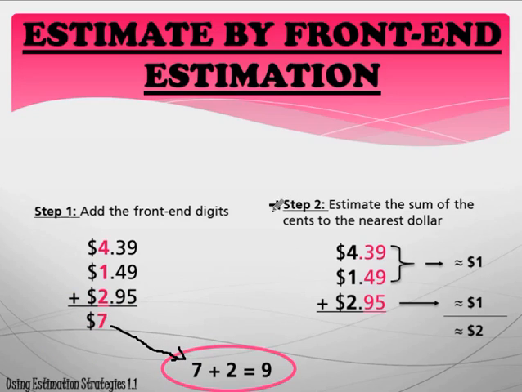Now we're looking at step 2. We're estimating the sum of the cents near the dollar. So in this case, we have 39 cents, 49 cents, and 95 cents. I estimated these two together because they're close to 50 cents, which would be approximately $1. And 95 cents is really close to $1 as well. So altogether, the sum of all of the cents in this problem would be around $2. This is where that 2 comes in over here. So estimating using front-end estimation, we have 7 plus 2 is equal to approximately $9.